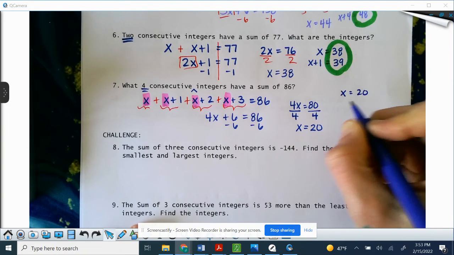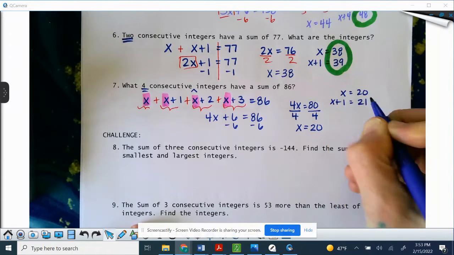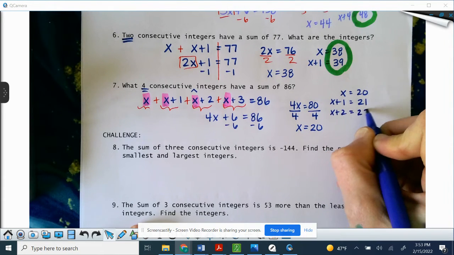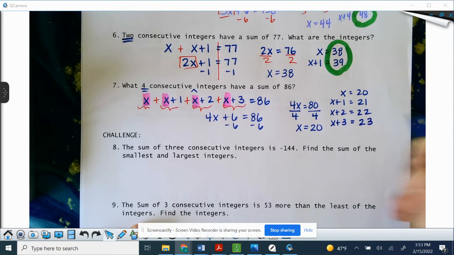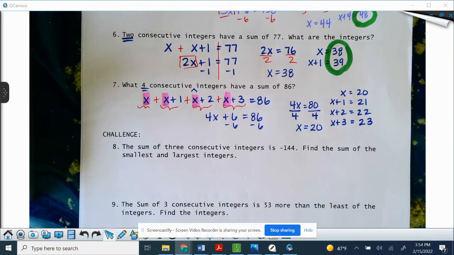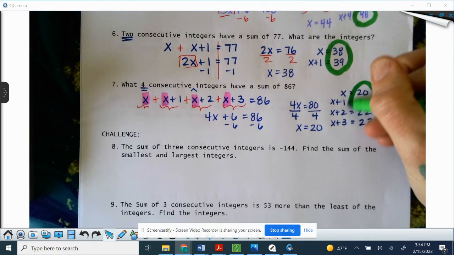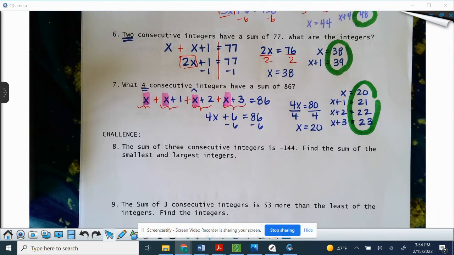So I have x equals 20. Then I have x plus 1, which is 21. X plus 2 is 22. And x plus 3 is 23. So all 4 of those are needed to answer this question completely. So it would be a list of numbers, 20, 21, 22, and 23.